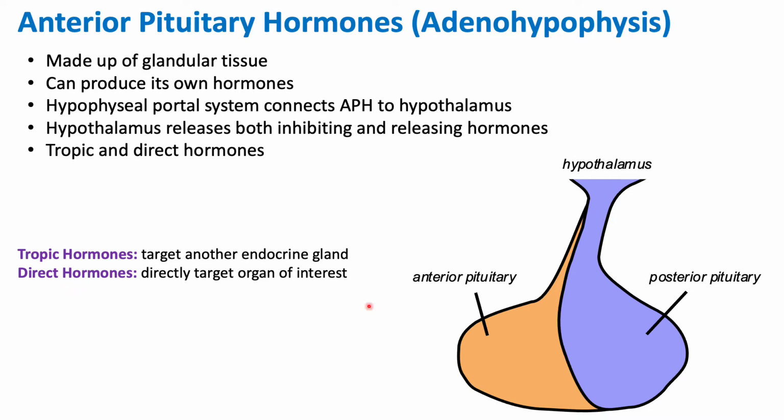So tropic hormones are essentially hormones that will target another endocrine gland, and that endocrine gland will release another hormone, and then that hormone will eventually reach the target area. Whereas direct hormones are hormones that are released by, for example, the anterior pituitary, and they will directly reach the target. So the difference is that tropic hormones will not directly reach their target. Instead, they go to another endocrine gland, and that other endocrine gland will release another hormone that will eventually reach the target.